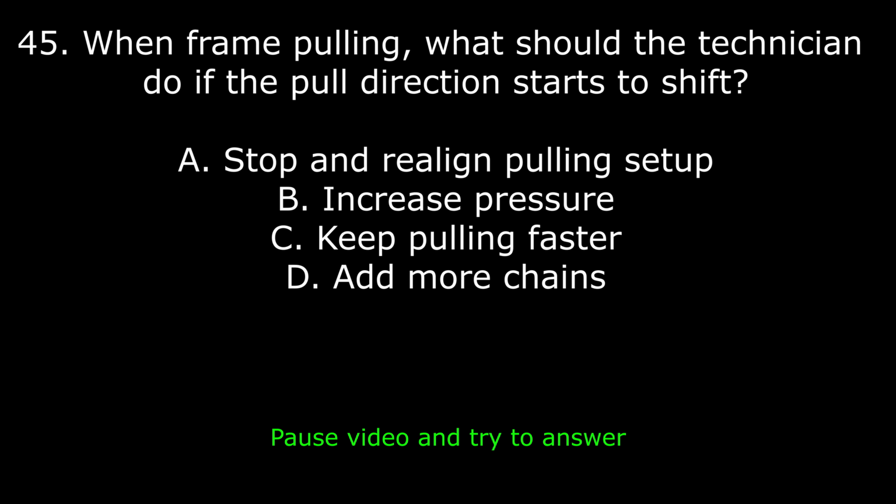45. When frame pulling, what should the technician do if the pull direction starts to shift? A. Stop and realign pulling setup. B. Increase pressure. C. Keep pulling faster. D. Add more chains. Answer: A. Stop and realign pulling setup. Explanation: off-angle pulling can distort or twist the frame further.